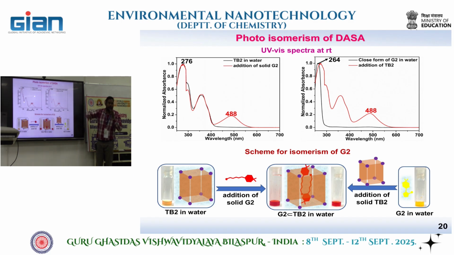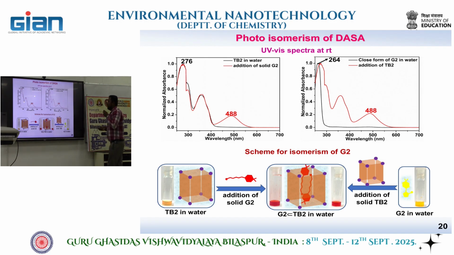And we have done the reverse also. We took a solution of the barrel in water, and to that we added the red solid, which is in the open form. It should go to the yellow polar form in water, but it is stable inside the barrel, staying in the linear form and giving the red color, as you can see.